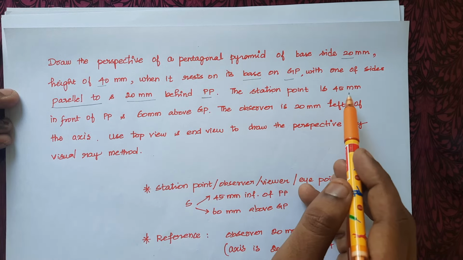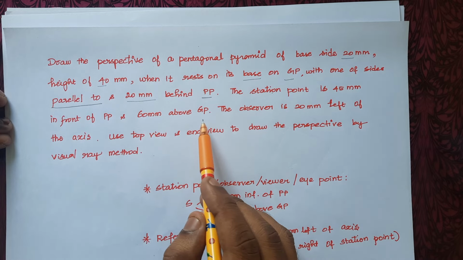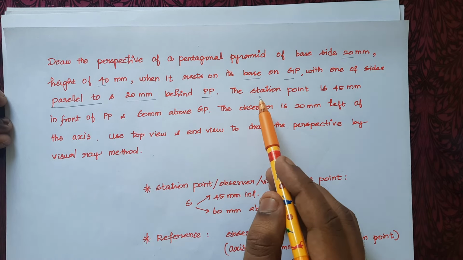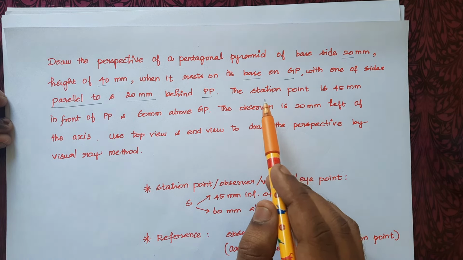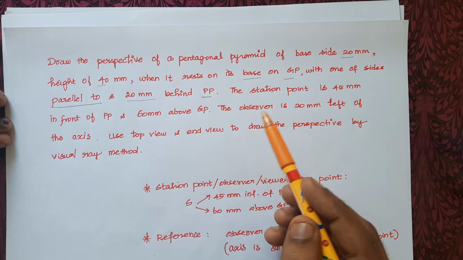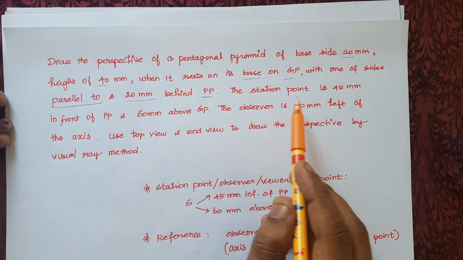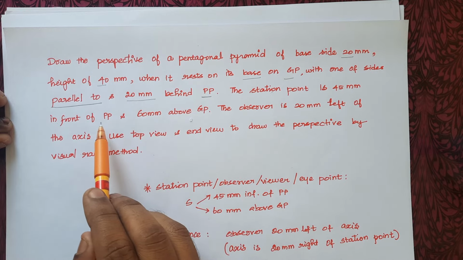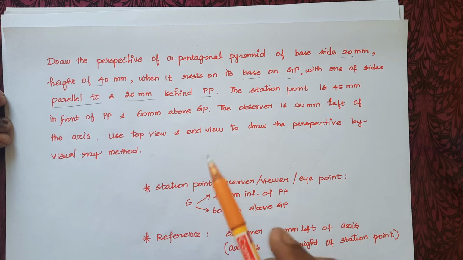Then the station point is 45 mm in front of the picture plane and 60 mm above the ground plane. The station point means the observer, where the observer is. That is known as the station point. Observer, viewer, station point, eye point. So the data about the station point is that it is 45 mm in front of the picture plane. At the same time, it is 60 mm above the ground plane.